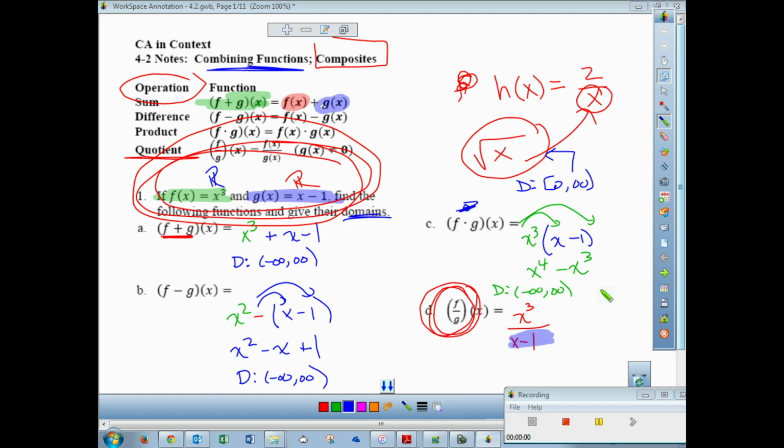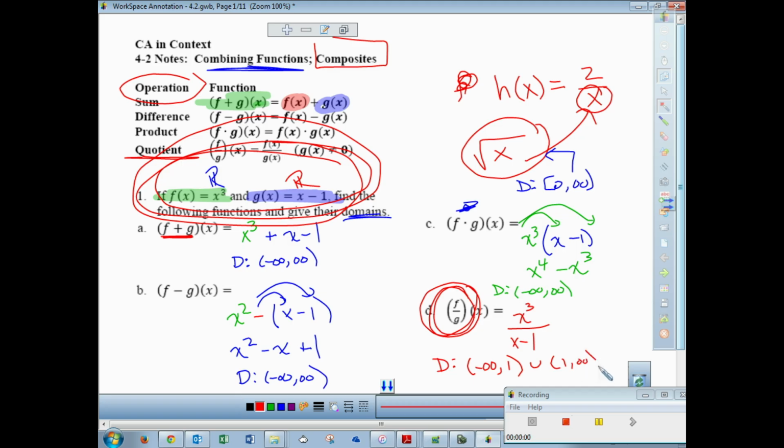So now we've got a problem. 1's a problem number, so our domain, with a pen, is everything but 1. So we go from negative infinity up to 1, not included, and then I union that with 1 to infinity. This right here means every number in the world except for 1. From negative infinity to 1, not included, union with 1 to infinity. Why is it a problem? Because that's downstairs. You can't have 0 in the denominator. You good with those?